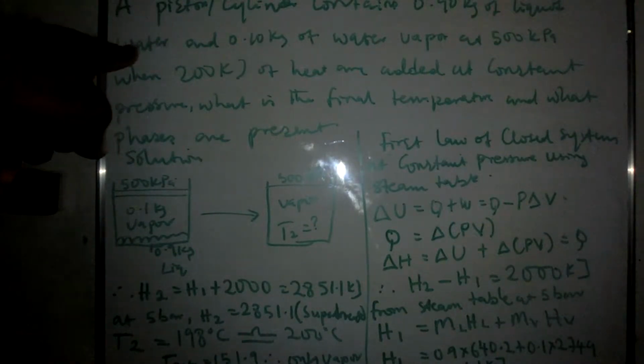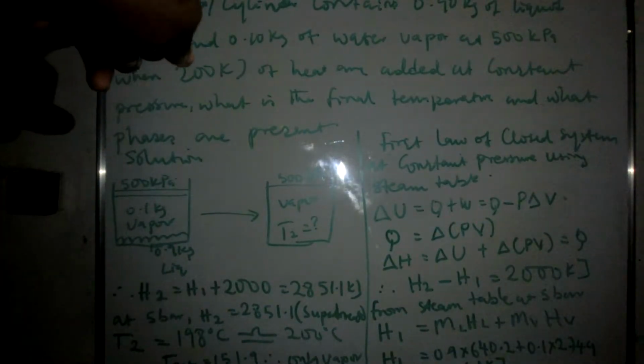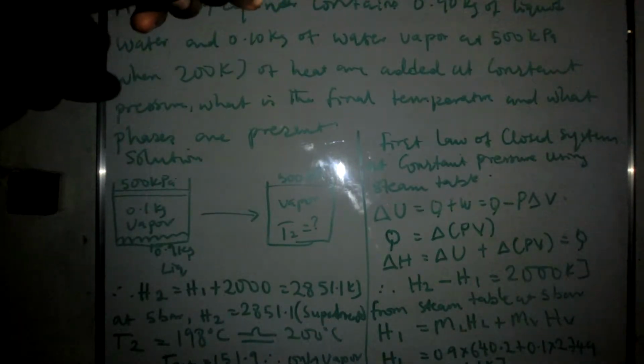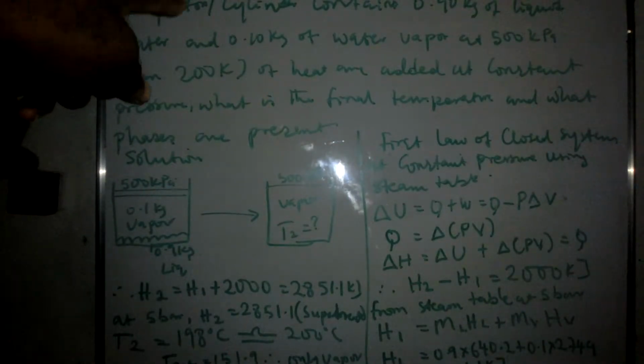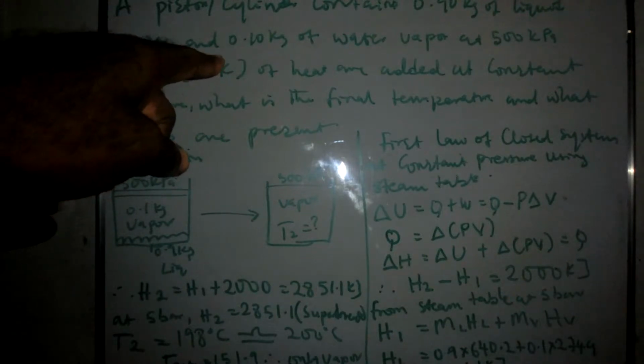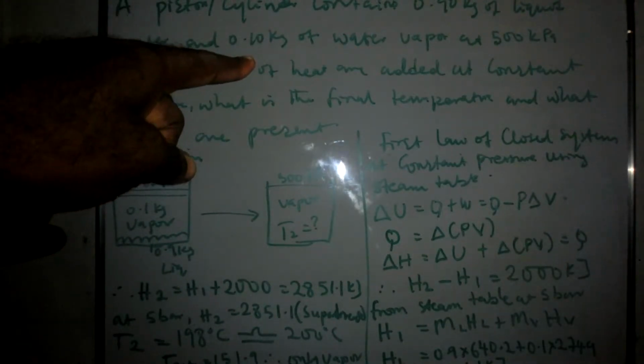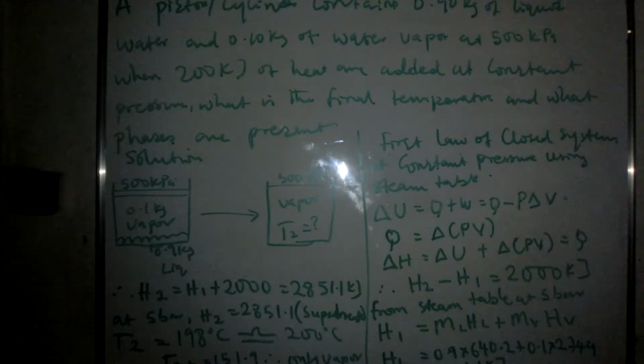Yes, let's look at this question. It's another calculation. We have a piston cylinder that contains 0.90 kilogram of liquid water and 0.10 kilogram of water vapor at 500 kilopascal. 500 kilopascal is the same thing as saying 5 bar.